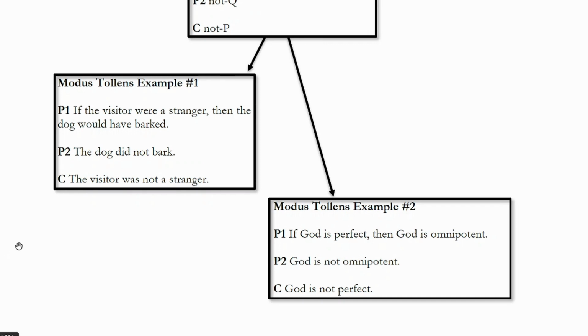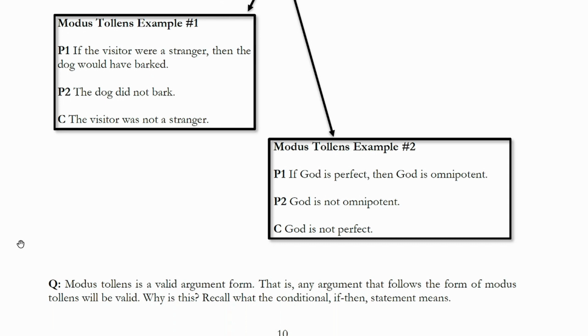Let's have a look at a second example. This one doesn't come from the book, but is based on the conditional statement we were looking at earlier in this video. Premise 1, if God is perfect, then God is omnipotent. But then premise 2 claims God is not omnipotent. Therefore, God is not perfect. Same sort of structure. We have an initial conditional. If God is perfect, then God is omnipotent. But then we say, well, wait a minute, God isn't omnipotent. So this allows us to validly conclude that God is not perfect.